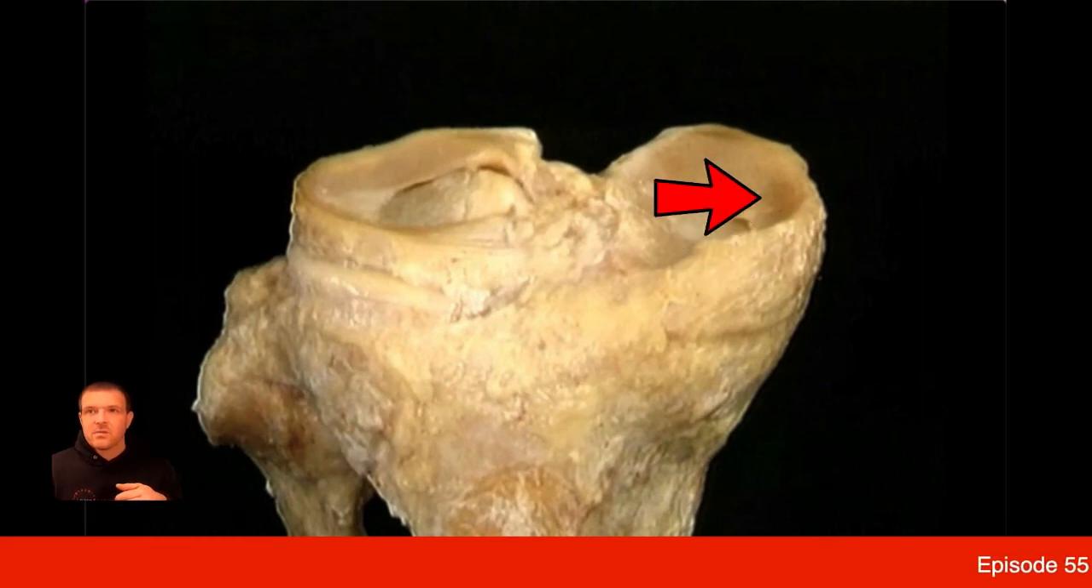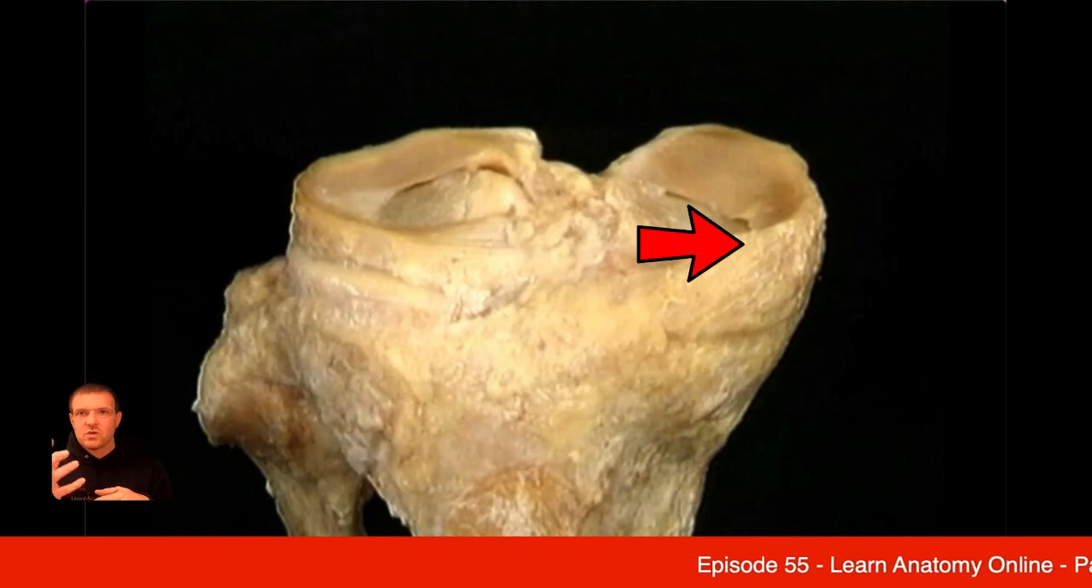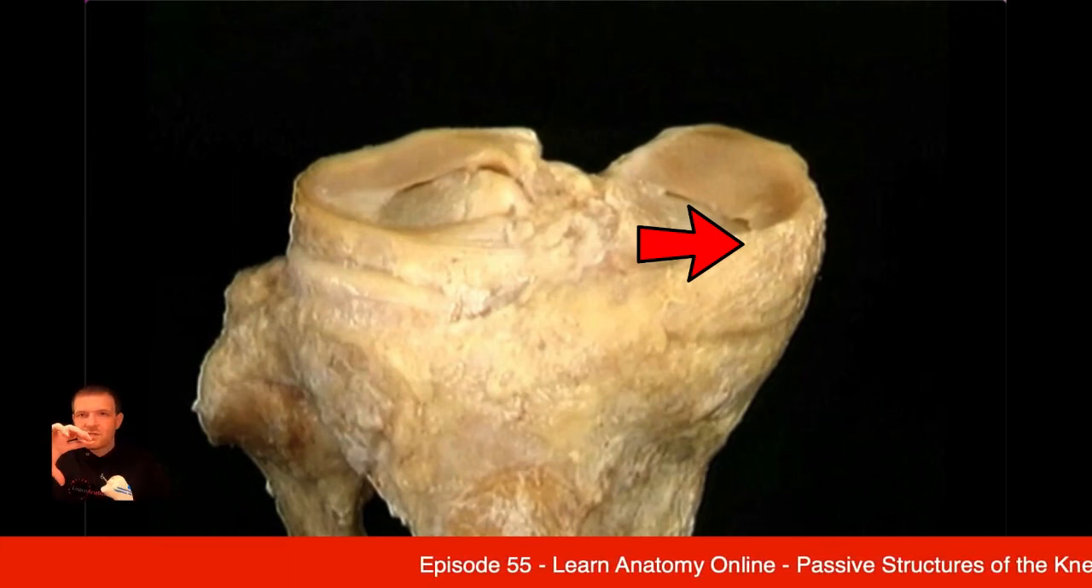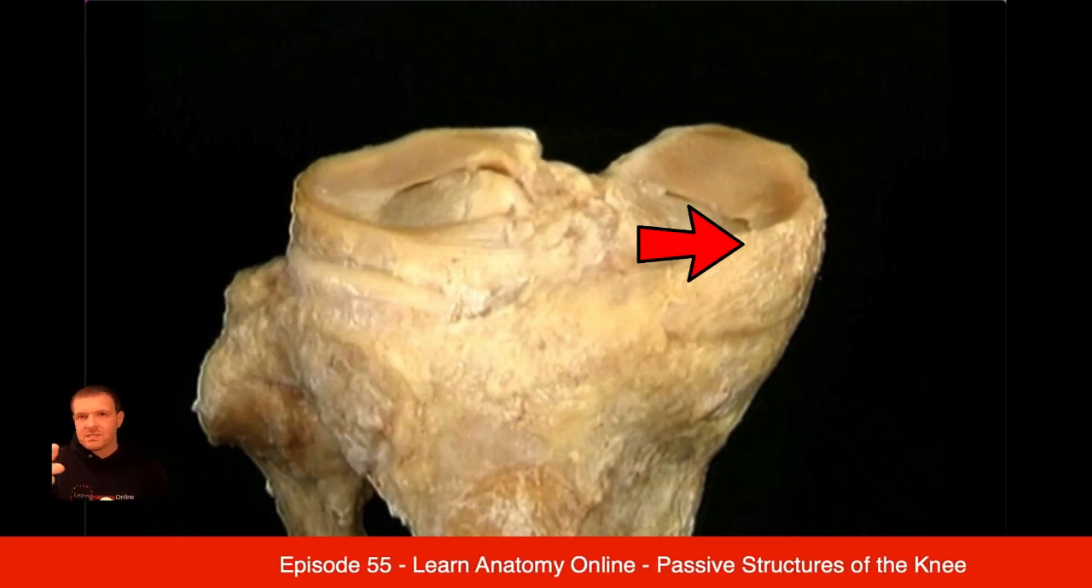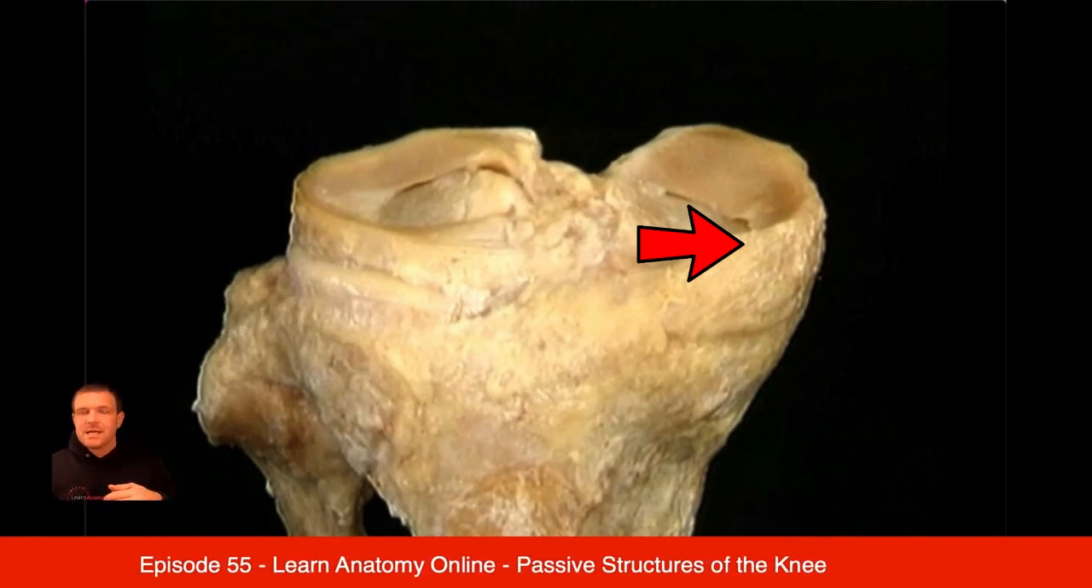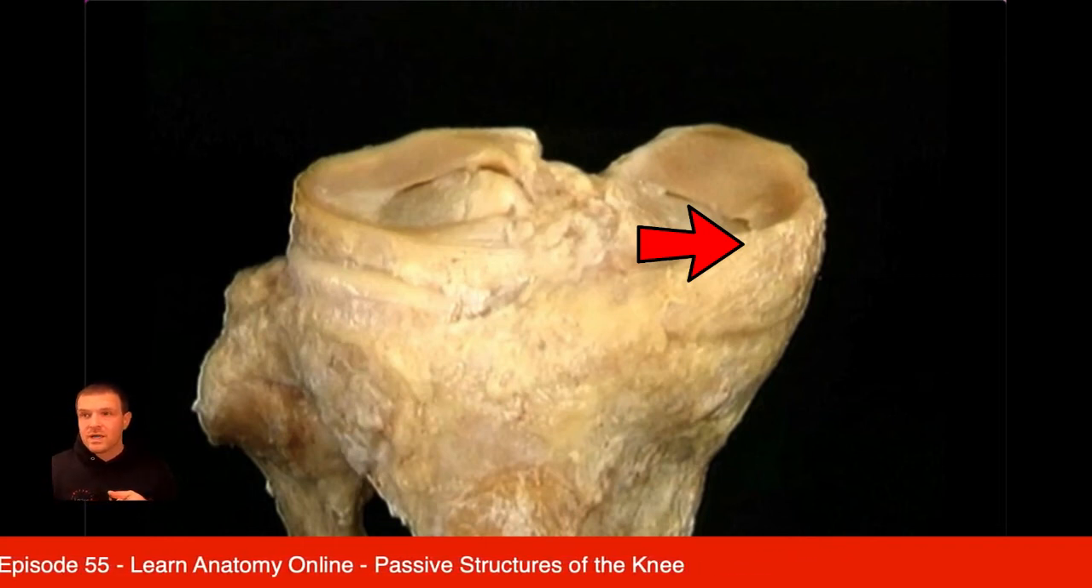Okay, so you can see why the tests do what they do. We want to try and rotate the femur on the tibia to try and catch the meniscus if there is a tear in there. But you can also see why it would get injured too.